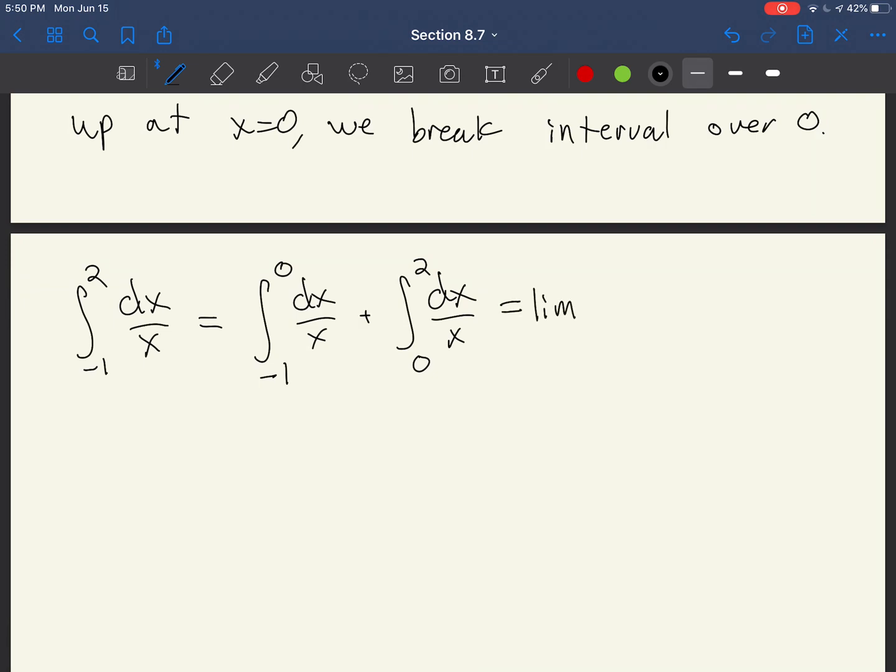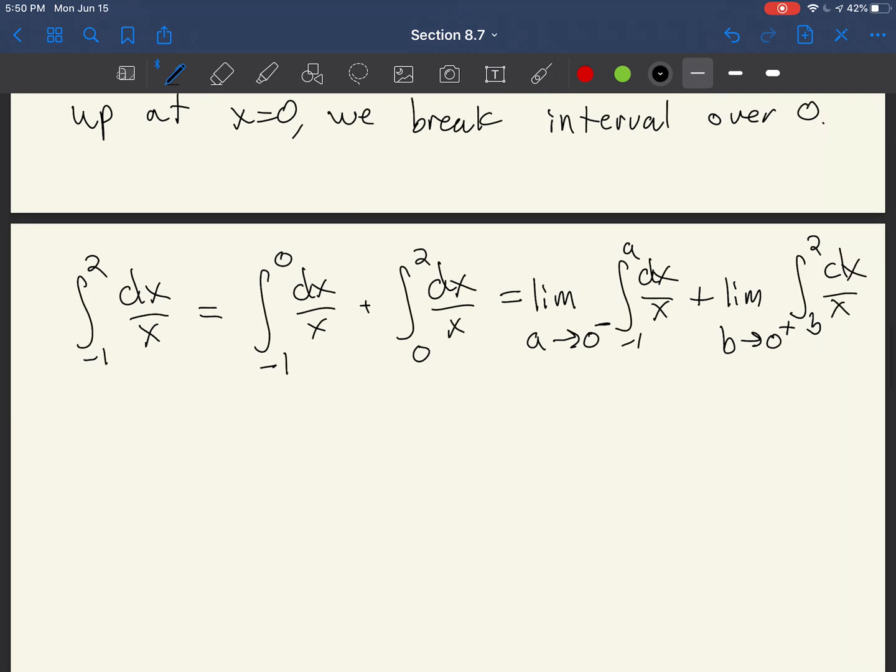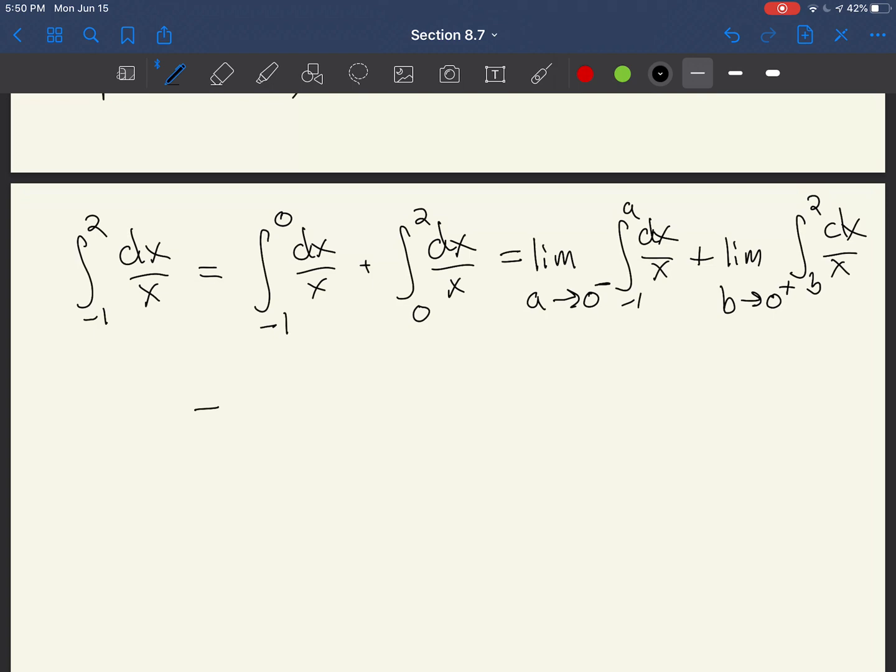And now we treat the problem point as if it is infinity. By that I mean we now do limits. So this is the limit as a approaches 0 from the left, because we are coming at it from -1, of the integral from -1 to a of dx over x, plus the limit as b approaches 0 from the right, of the integral from b to 2 of dx over x.